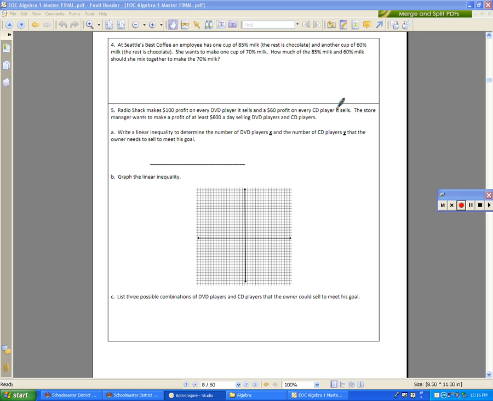So you want to take the 60% and the 85% and make it so it adds up to 70% of the whole thing. Okay? Does that make sense? Yes. Kind of?